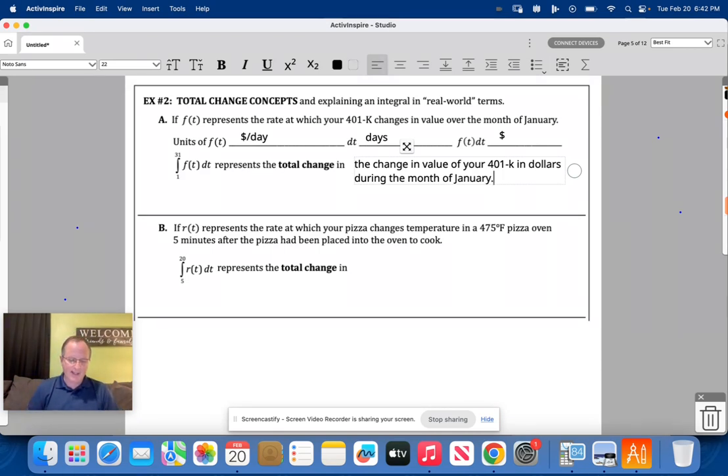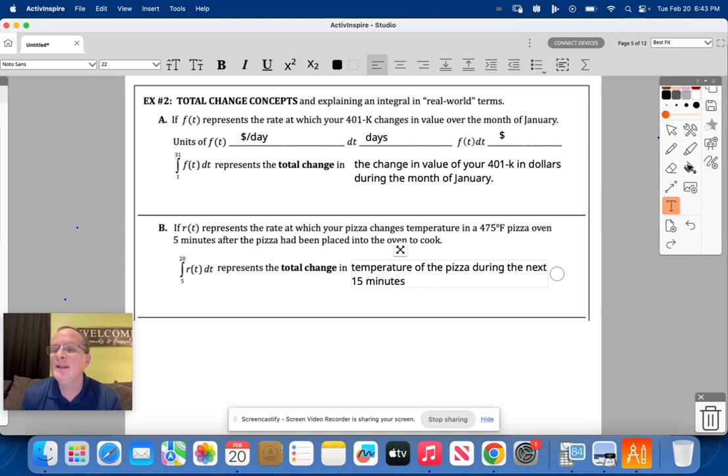Now, the second one says, what about this? If r of t represents the rate at which your pizza changes temperature in a 475 degree pizza oven 5 minutes after the pizza has been placed in the oven to cook, then what does the integral from 5 to 20 represent? The total change in the temperature of the pizza from minute 5 to minute 20, during the next 15 minutes. Gene says temperature of the pizza in degrees Fahrenheit from t equals 5 to t equals 20. That's good.